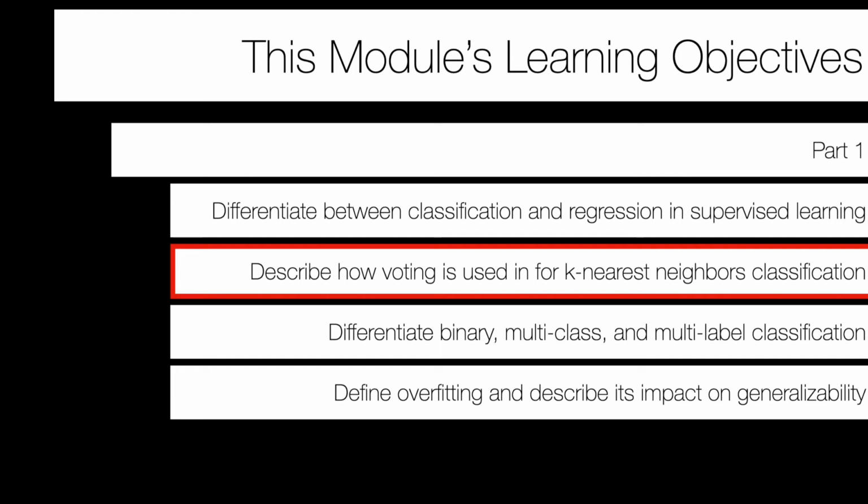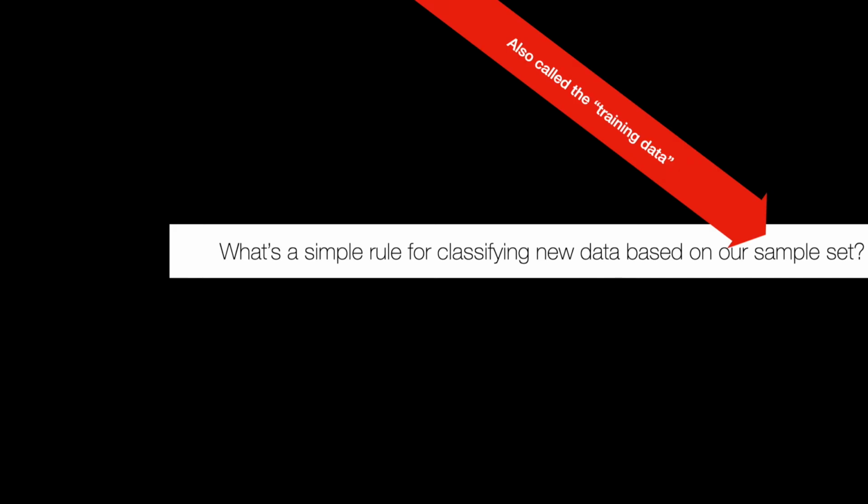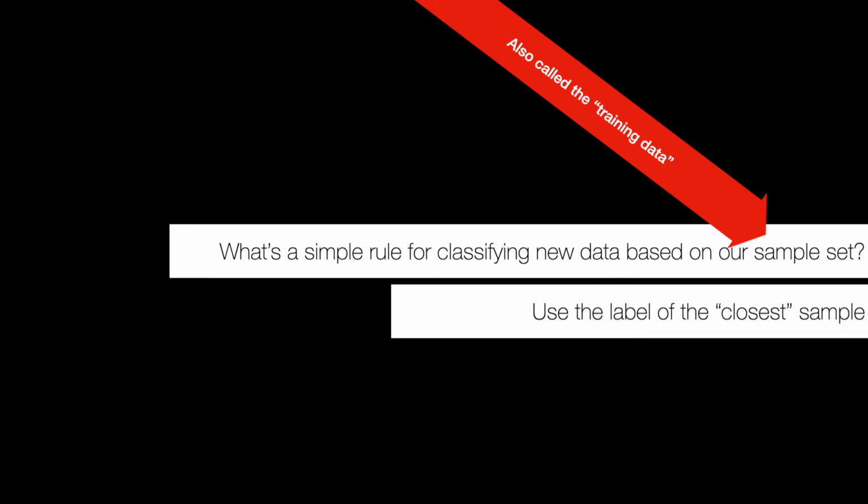All right, so now you should have a good sense of the difference between classification and regression. Let's now talk a little bit about how we might do classification in a very straightforward or simple way. So we have a bunch of data in our training set or our sample set. This is our training data here, and we want a simple method to evaluate or classify new data into the label space of our existing data.